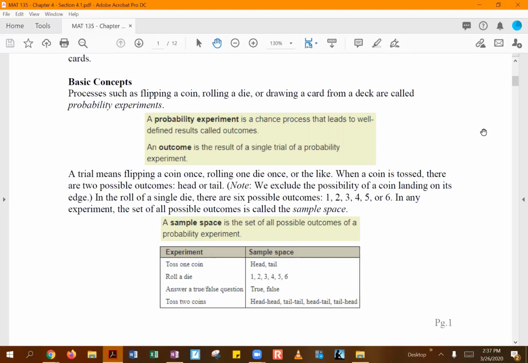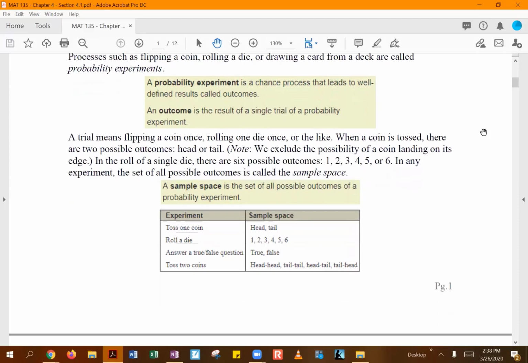As you can see from your definition here, a probability experiment is a chance process that leads to well-defined results called outcomes. An outcome is the result of a single trial of a probability experiment. A trial can mean flipping a coin once, rolling a die once, or something similar.